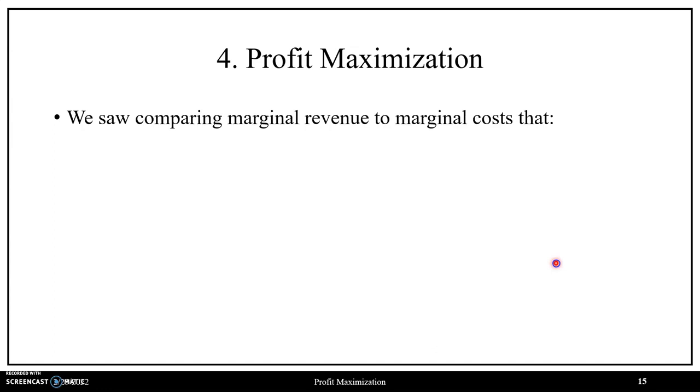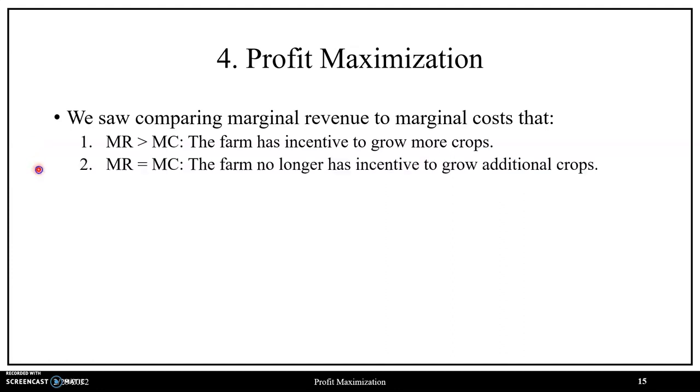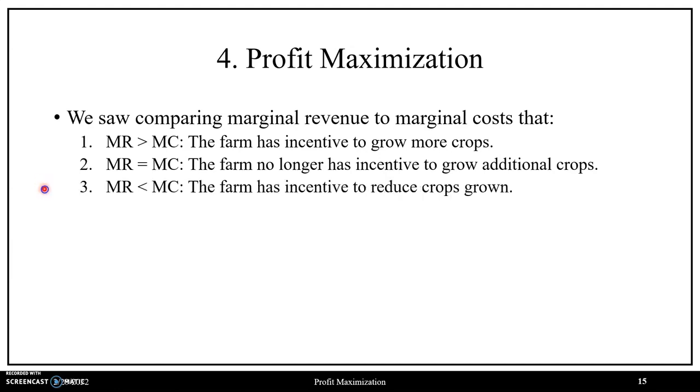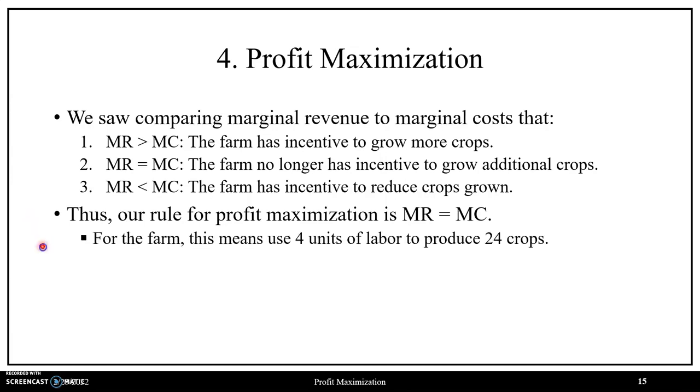So what we saw then was that the farm compares marginal revenue to marginal cost, where when marginal revenue is greater than marginal cost, the farm has incentive to grow more crops, whereas when marginal revenue is equal to marginal cost, the farm no longer has incentive to grow additional amounts of crops or less amounts of crops, whereas when marginal revenue is less than marginal cost, the firm has incentive to reduce its crop production, where overall our rule for profit maximization will be marginal revenue is equal to marginal cost, which leads to 4 units of labor producing 24 crops at a price point of 10.